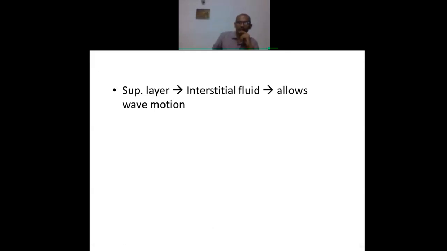So the superficial layer, the cover part, has the interstitial fluid, which allows wave motion. Now, you can close your eyes and visualize that there is a cord-like structure, which is stretching. At the same time, there is movement over the cord-like structure. So the superficial layer has interstitial fluid, which allows this wave-like motion. So this is so important. The wave-like motion is happening.